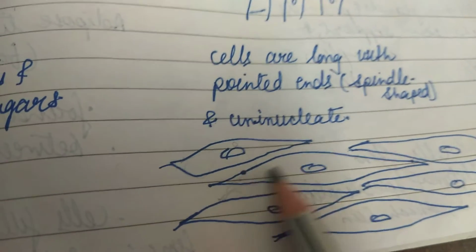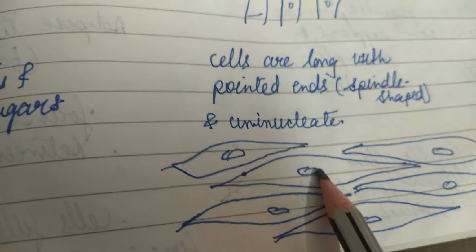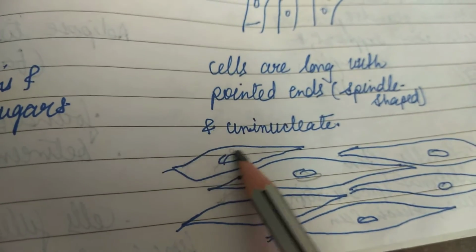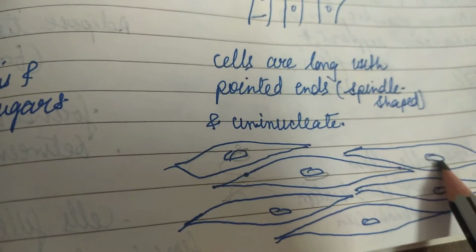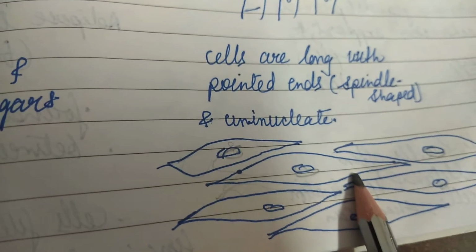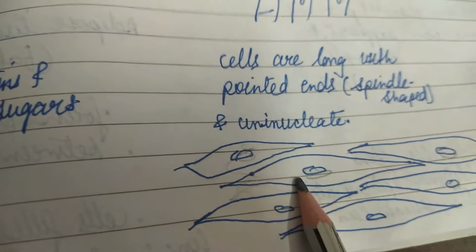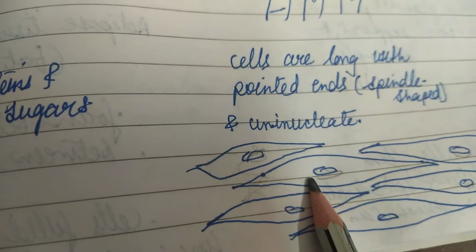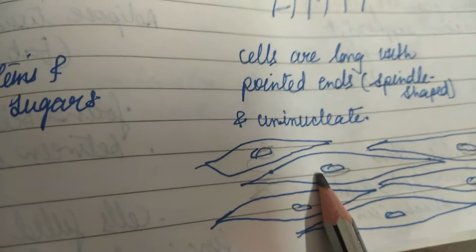These are spindle shaped and uninucleate. There's a single nucleus in each cell. Clear? And they don't have striations, no light and dark bands. So that's why we call them smooth muscles also. And another name is unstriated muscles.